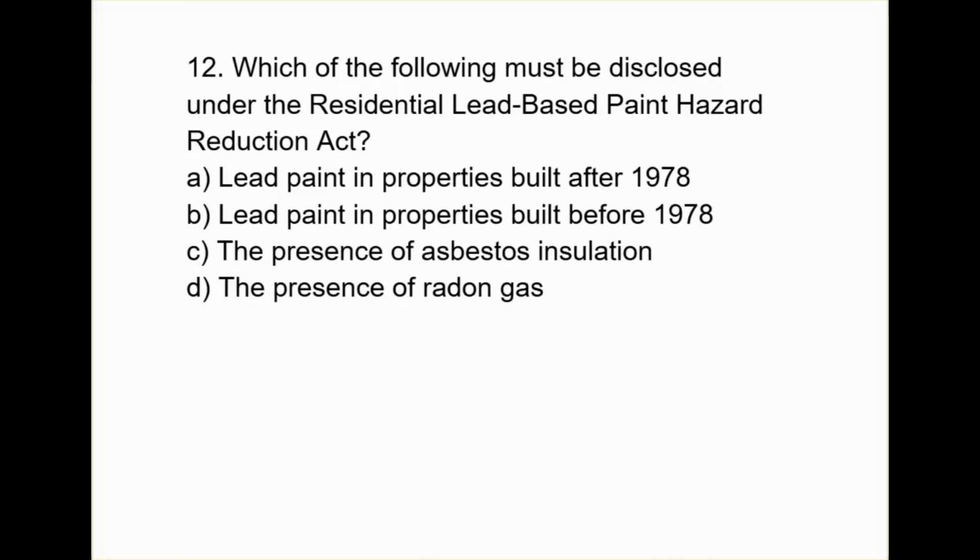Which of the following must be disclosed under the Residential Lead-Based Paint Hazard Reduction Act? A, lead paint in properties built after 1978. B, lead paint in properties built before 1978. C, the presence of asbestos insulation. D, the presence of radon gas.